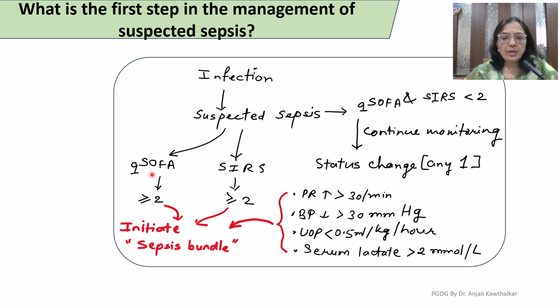QSOFA might not be getting fulfilled with the two criteria. Only one might be there. But still, say the patient is having tachypnea. But with that, what you find is there is also a fall in the urine output, or a sudden increase in the pulse rate, then also we should diagnose it as a case of sepsis and we should initiate the sepsis bundle. So that is the first step in suspected sepsis: we are trying to diagnose whether it is a case of sepsis or whether it is only infection.